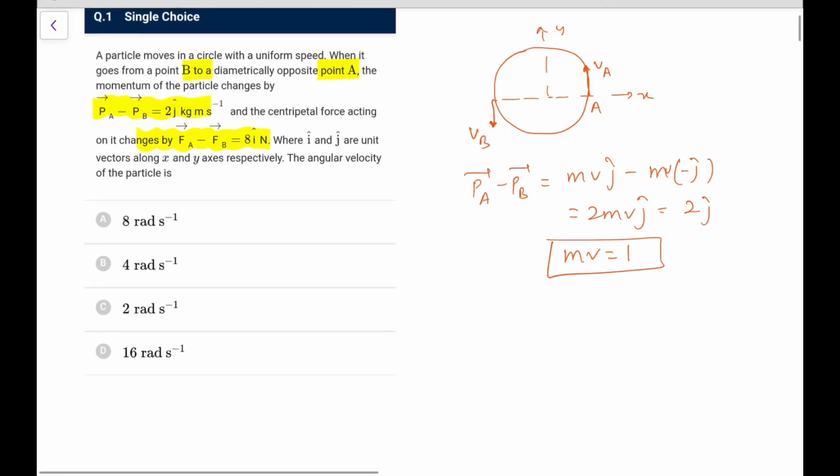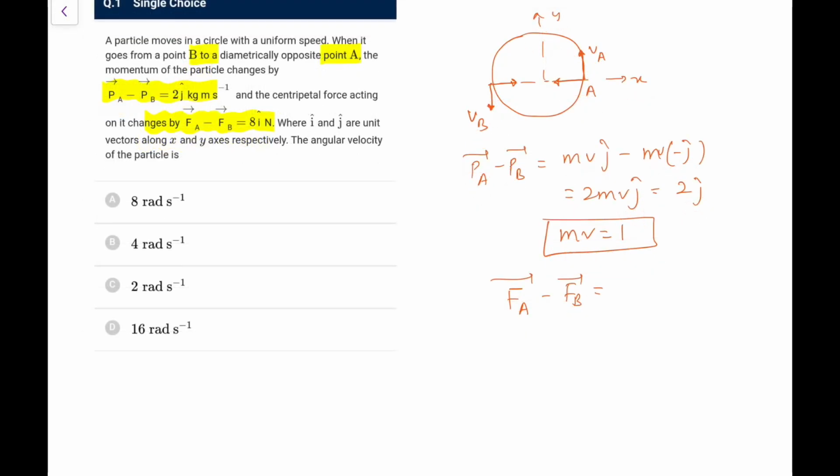Now FA minus FB. At B the force would be like this, at A the force would be like this. So force at A minus force at B. Here this 8 i cap should be wrong. It should be minus 8 i cap, as I suppose. Let's see, at A it would be mv square by r minus i cap, minus mv square by r, and it would be plus i cap. So it is minus 2 mv square by r i cap. So I feel it's wrong, but I'm just equating the values. So 2 mv square by r is equal to 8.